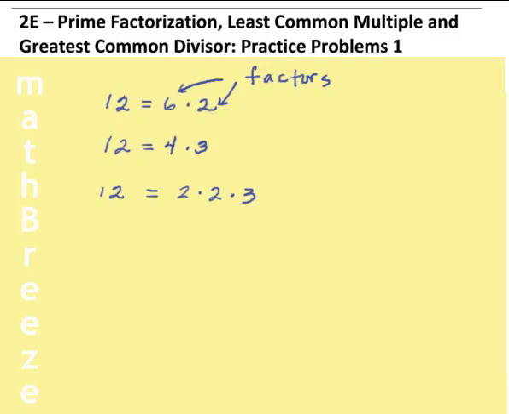Let's start with a little bit of vocabulary. We know that 12 is equal to 6 times 2, and 6 is called a factor and 2 is called a factor. Things that we multiply are called factors, and we get a product. 6 times 2 is a product.